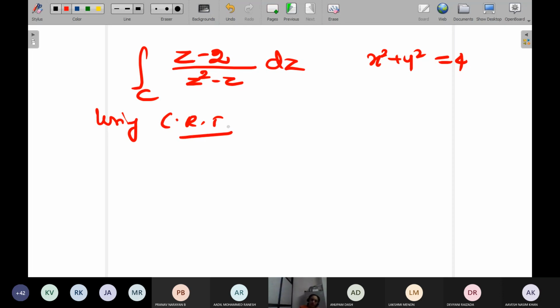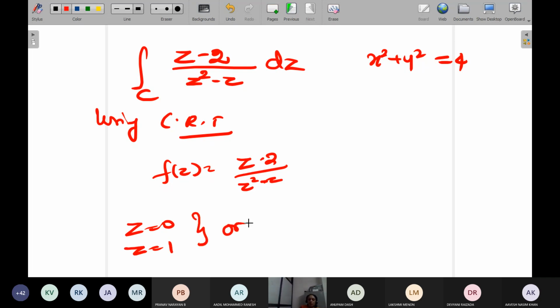Tell me what are the poles here? What is your f of z? z equals 0 and z equals 1. Very good. So the poles are z equals 0 and z equals 1. What is the order? Both are 1. Yes, these are poles of order 1. Come on, find out the residues and give it to me.